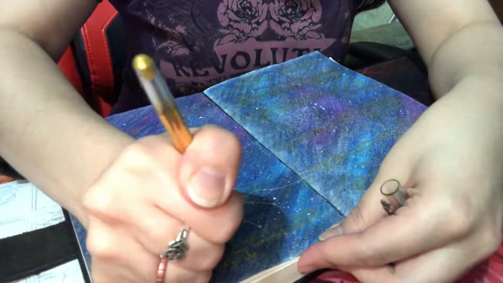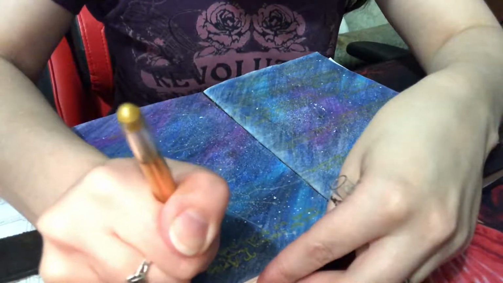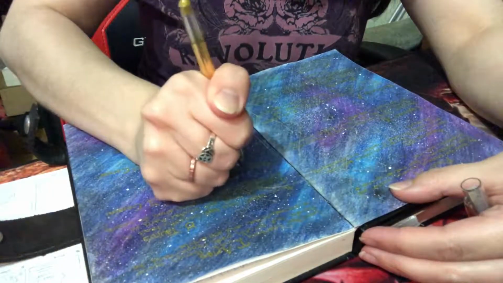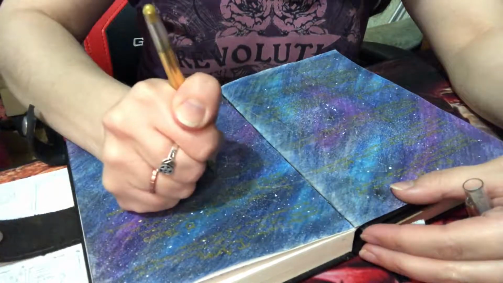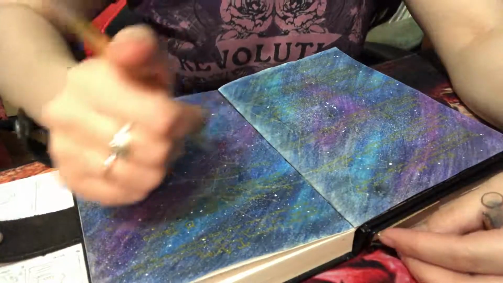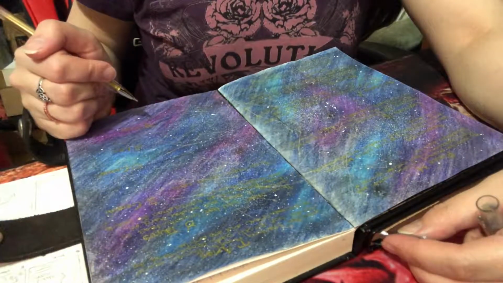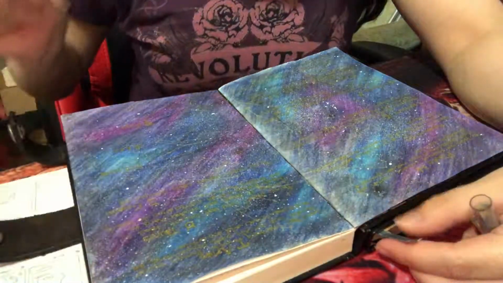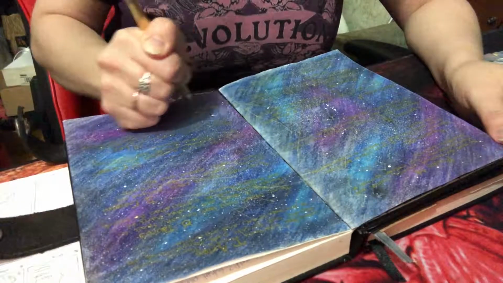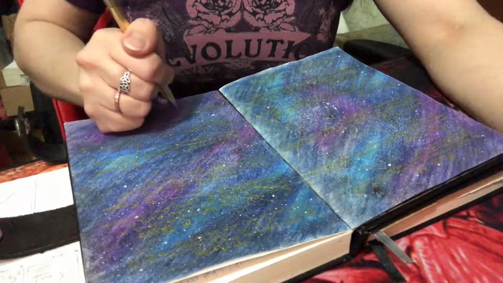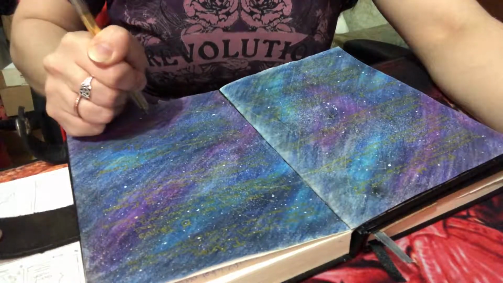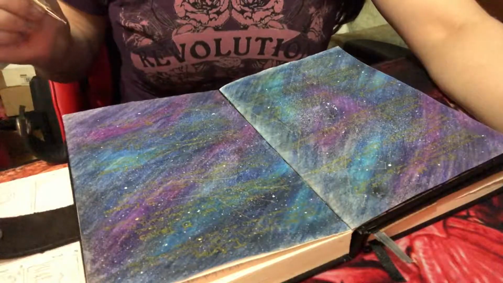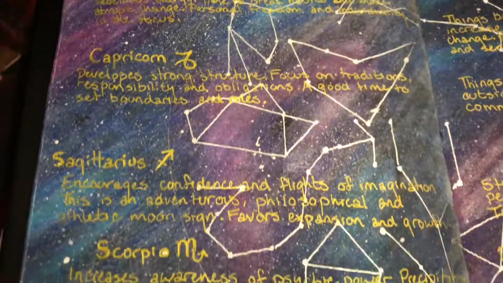Sagittarius encourages confidence and flights of imagination. This is an adventurous, philosophical, and athletic moon sign. It favors expansion and growth. Capricorn develops strong structure, focus on traditions, responsibility, and obligations. It's a good time to set boundaries and rules. Aquarius has rebellious energy. Time to break habits and make abrupt changes. Personal freedom and individuality is the focus. With a Pisces moon, the focus is on dreaming, nostalgia, intuition, and psychic impressions. It's a good time for spiritual or philanthropic activities.